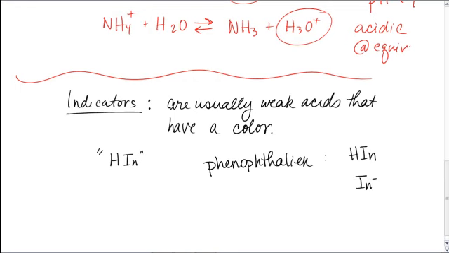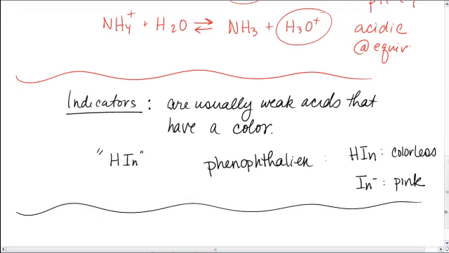There's an equilibrium because it's a weak acid. The HIN version is colorless. So when we have a large concentration of the acid part of that equilibrium, we see colorless. The IN minus is pink. And so when we see a solution that's pink, that means there's a lot more IN minus than HIN. And when we see a solution that appears colorless, there must be a lot more HIN and very little IN minus. And so that's how our eyes will perceive that.